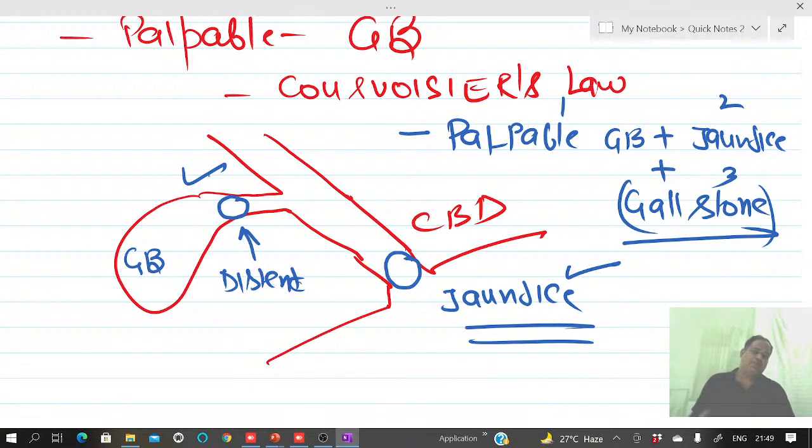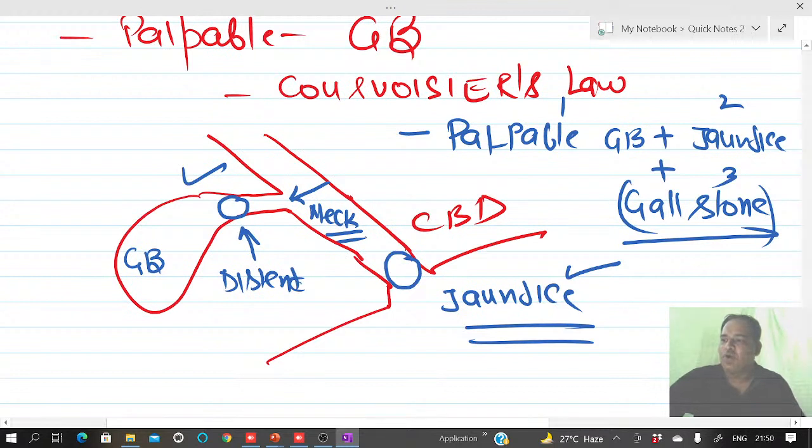Same finding will be seen if there is a big stone at the neck. That will also cause jaundice and a distended gallbladder. These are the two exceptions to Courvoisier's law.